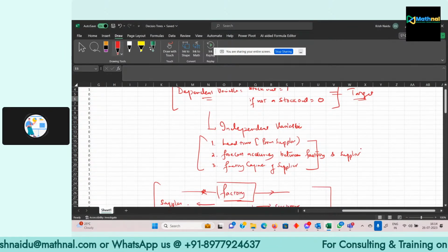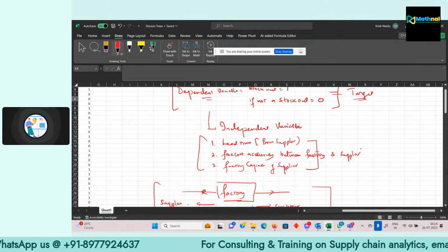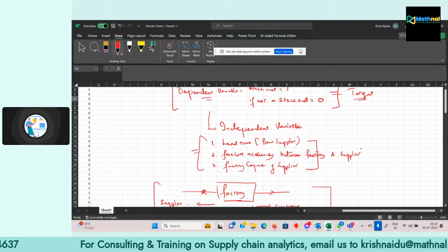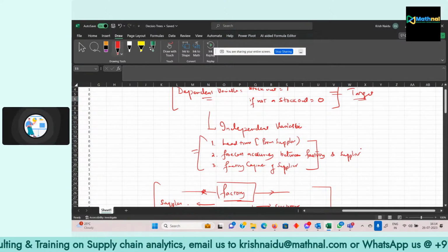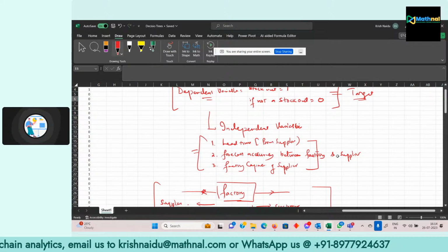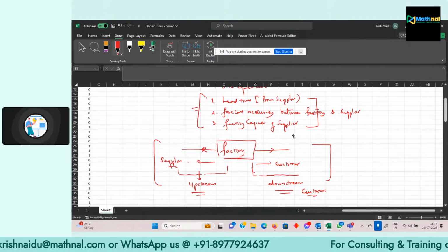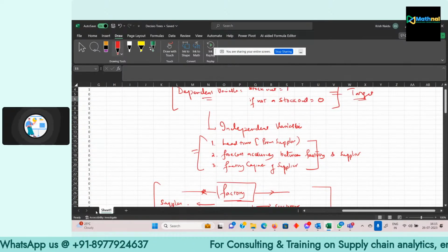Right. So lead time from supplier, forecast accuracy between factory and supplier, and the factory capacity of supplier. We're using these three variables, but in real time, we may use hundreds of variables, right? Hundreds of variables we can use, and from those hundreds of variables, we can come up with a decision. So this is the problem statement. These are the variables we're going to use to make the decision.